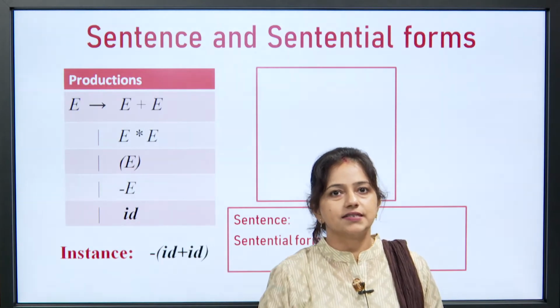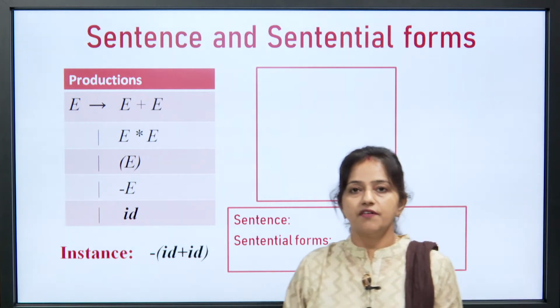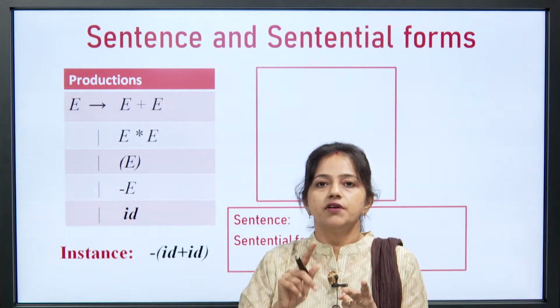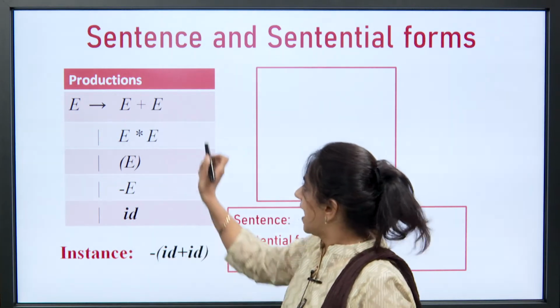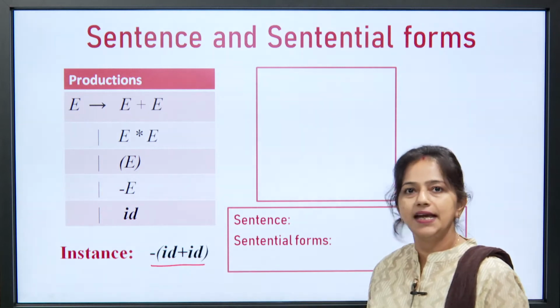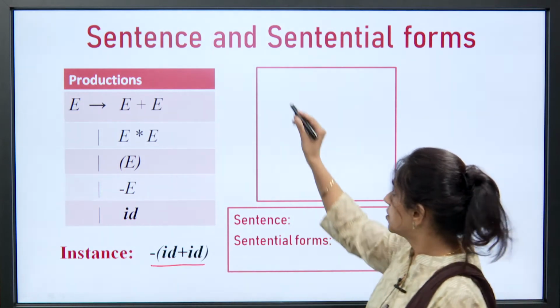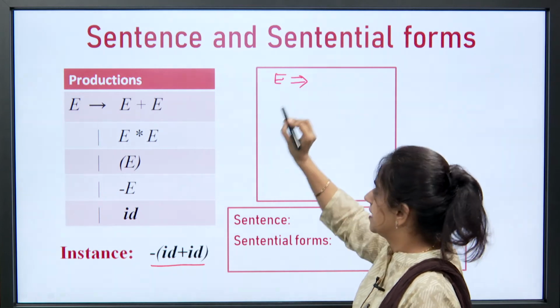Now, we will see one example to understand sentence and sentential form. Here we will obtain the derivation, then we will find what is the sentence and what is the sentential form. Here we have the same grammar, but now the instance is minus id plus id. So, here we will obtain the derivation. This is the next example for derivation.